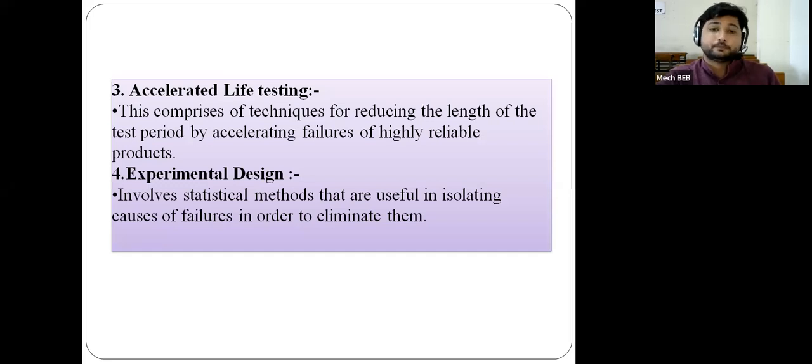Okay, so accelerated life testing is one type of testing where fast testing is done, whatever the required conditions are, to test the reliability.